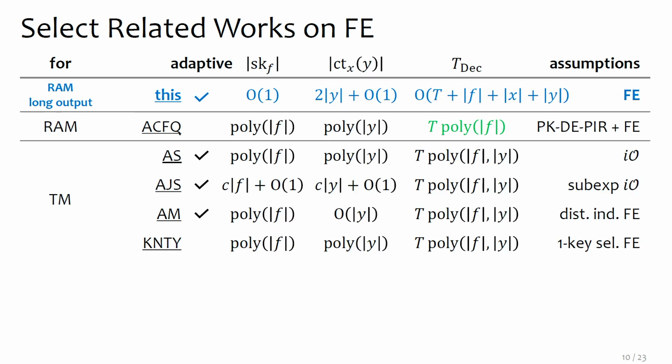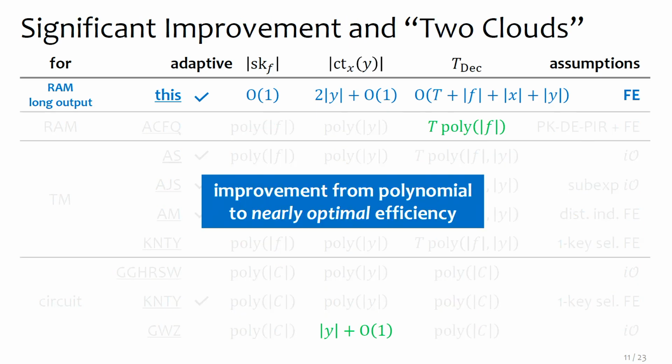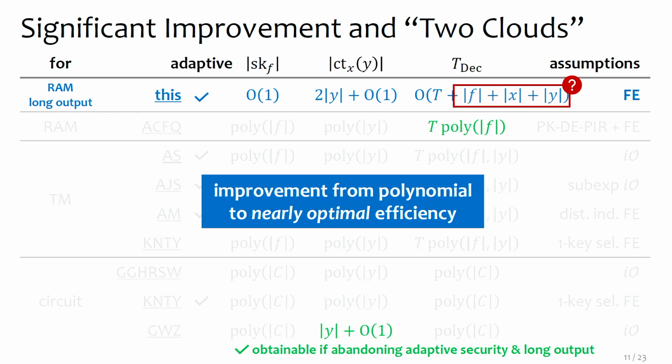And then there are a bunch of FE for Turing machines and a bunch of FE for circuits. For most of the schemes, you can see that we improve from polynomial to nearly optimal efficiency. And there are two caveats of our scheme. The first one is that the work by GWZ actually is rate 1 in the private input. It turns out that if we abandon adaptive security and long output, then we can also achieve rate 1. And the other one is about the dependency on the description size in the decryption time.